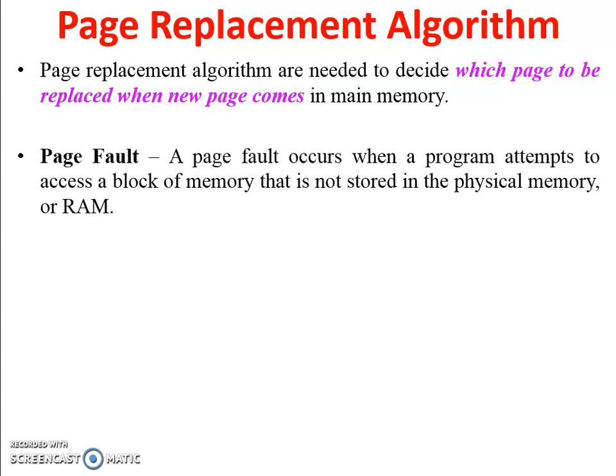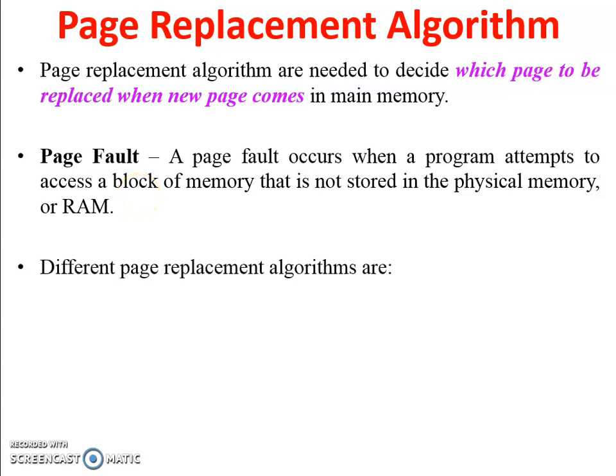Now, what is the definition of a page fault? A page fault occurs when a program attempts to access a memory block that is not stored in the physical memory or RAM. For example, while a program is executing, the processor wants to access a memory block, or we can say a page, but the page is not available inside the RAM. This is called a page fault.